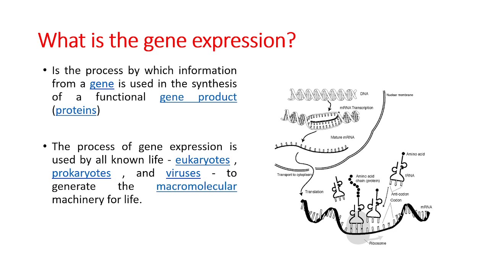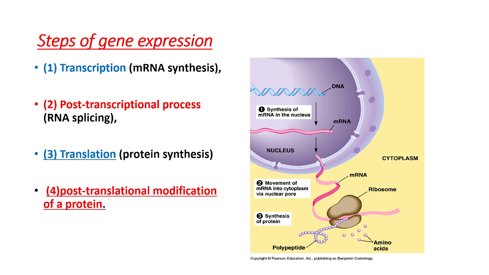So a gene is expressed to give a particular protein, and that protein is responsible for the different functions. What happens in the different steps of gene expression is, first you have transcription, where you have the synthesis of mRNA. Then there are different post-transcriptional modifications, including RNA splicing, where the exons are spliced together, kicking out the introns or the non-coding regions in the gene.